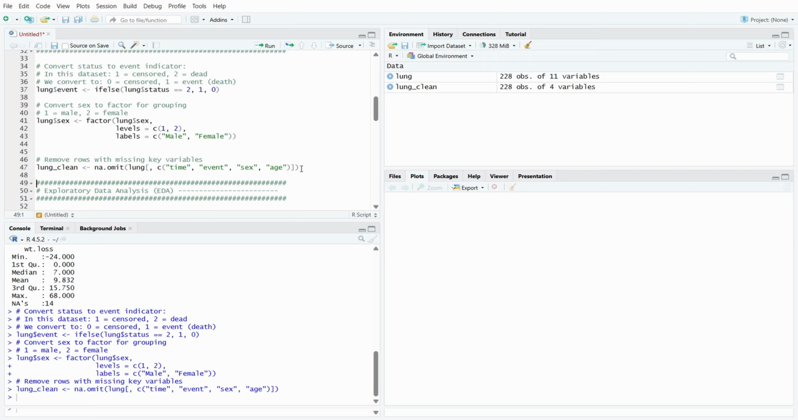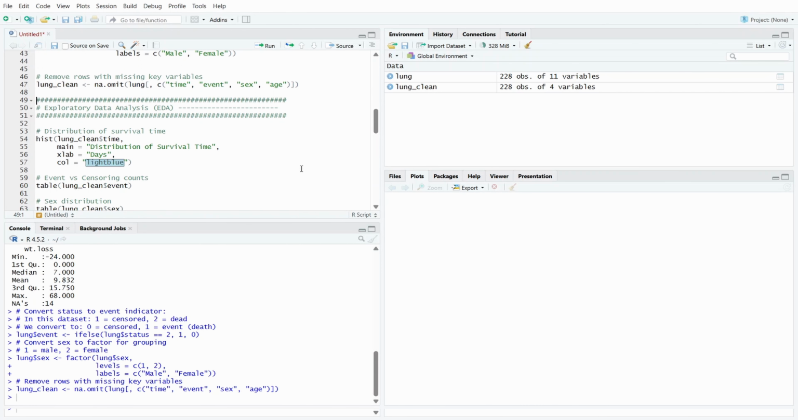This is important because many statistical models, especially in survival analysis, require complete data and won't run properly if there are missing values. However, it's worth noting that this approach can reduce the sample size and potentially introduce bias if the missing data isn't random. So while it simplifies analysis, it's always a trade-off between data completeness and representativeness.